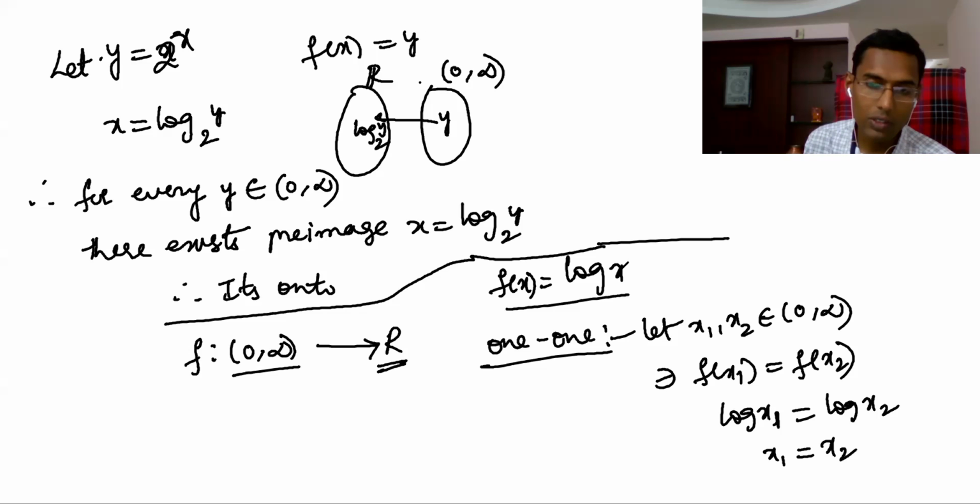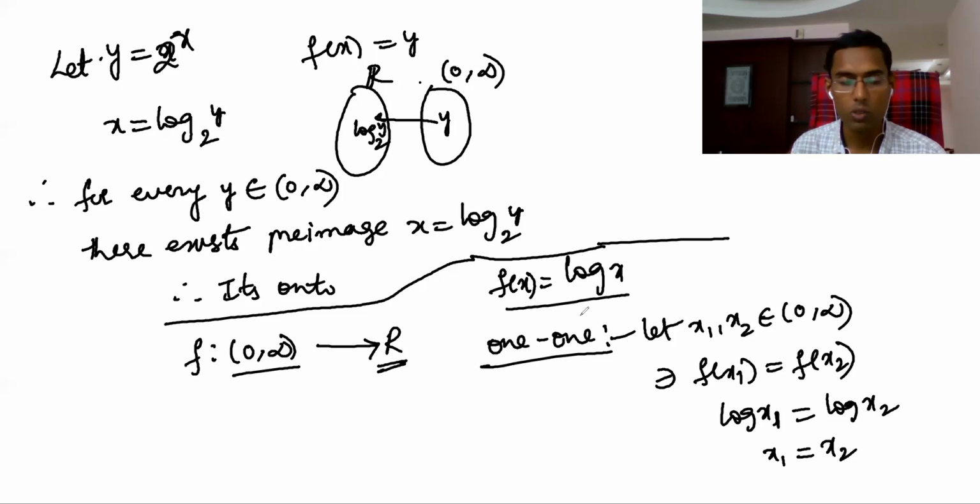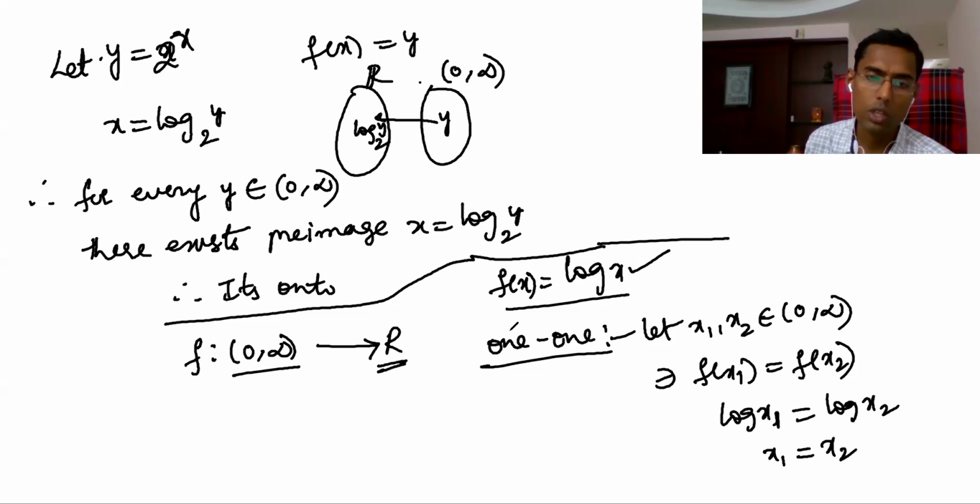See, as you take different x values, you will get different log x values only. You will not get the same image like with x square. Only for x square, or x power 4, will you get the same image for minus 1 and plus 1. For log x, different elements have different images. Therefore, it is one-one. Next, we need to check onto.